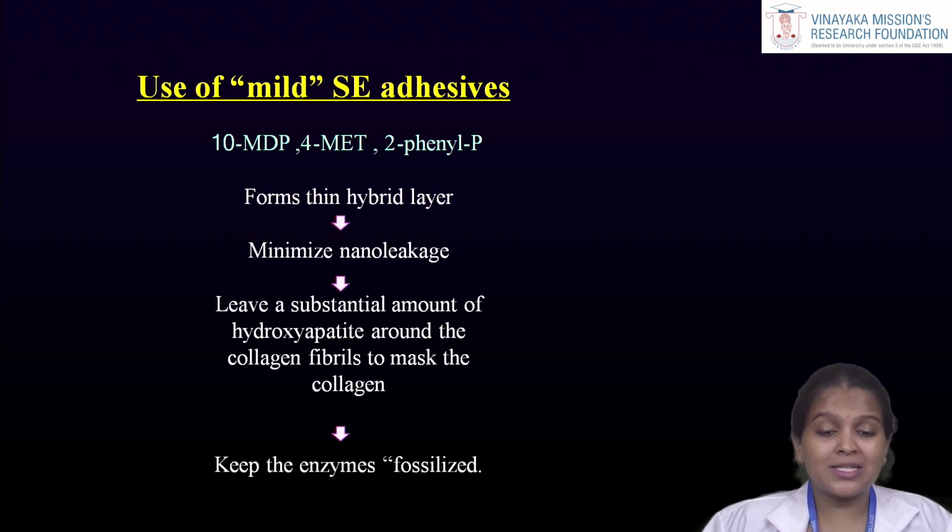The different mild self-etch adhesives used are 10-MDP, 4-MET and 2-phenyl-P. So this forms a thin hybrid layer, it minimizes nanoleakage, and it leaves a substantial amount of hydroxyapatite around the collagen fibrils to mask the collagen. Thus it keeps the enzymes fossilized within the dentin.